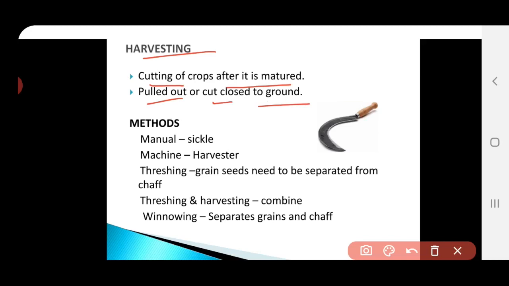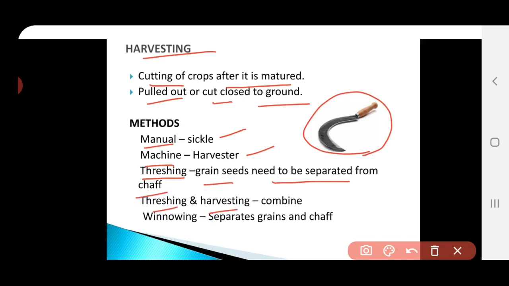So what are the methods used? Manual method, it is the sickle. It is the tool which is used to cut the matured crop. And a machine is also used. It is called a harvester. After harvesting, the threshing process, that is, grain seeds need to be separated from the chaff. Threshing and harvesting can be done at the same time with the combine machine. And the next process is winnowing. It separates the grain and the chaff.